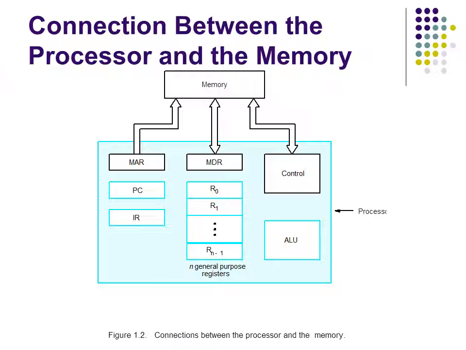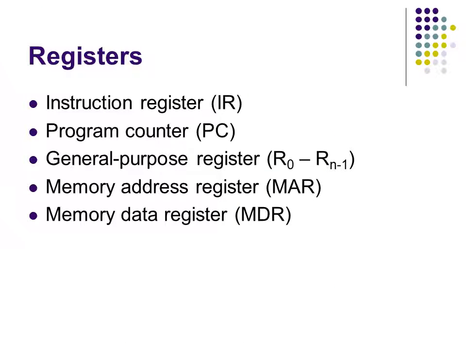In addition to that, we have a number of registers in our processor. N general purpose registers, R0 to Rn-1, and some special purpose registers: the memory address register and memory data register, and also the program counter and instruction register. These are the registers present in our processor. And now we discuss what these registers do. The instruction register is used to store the instruction which is currently being executed.